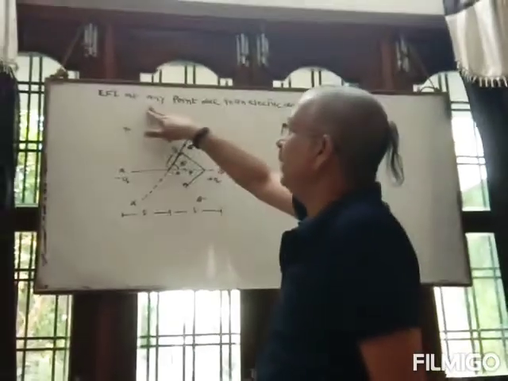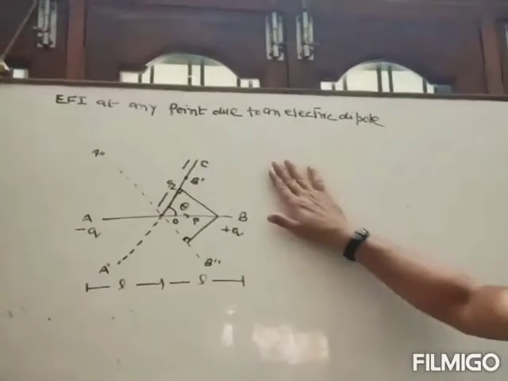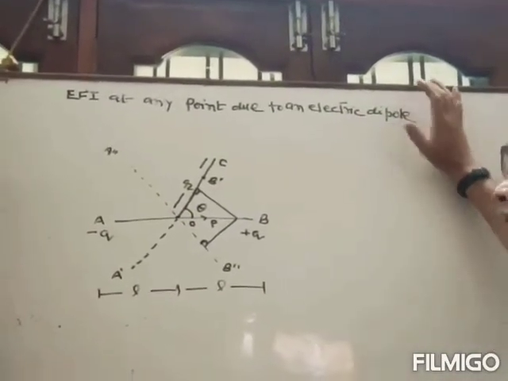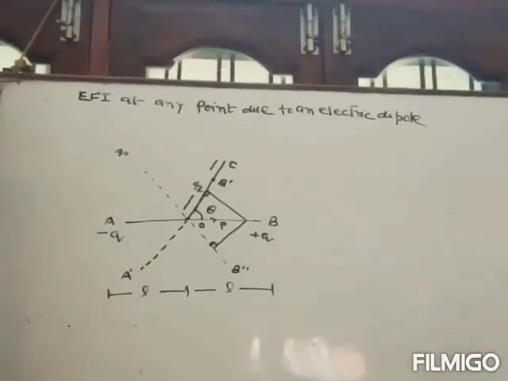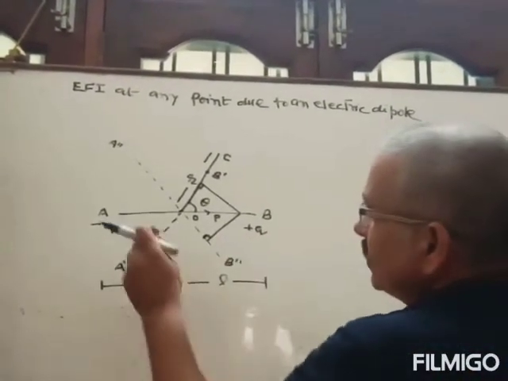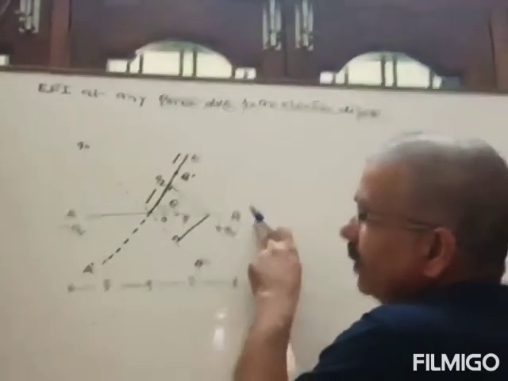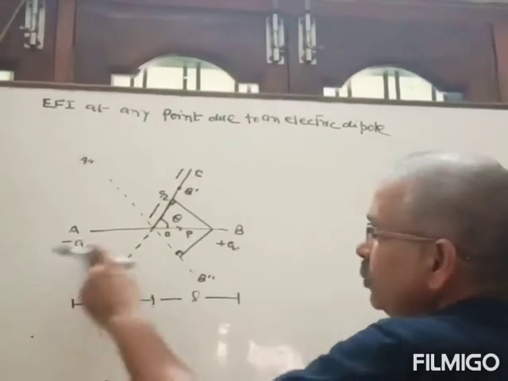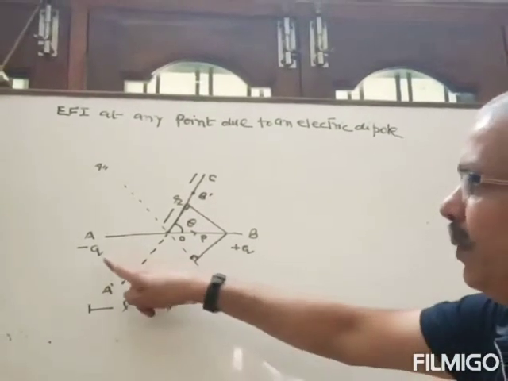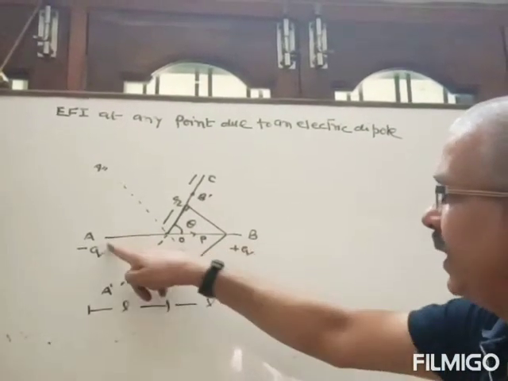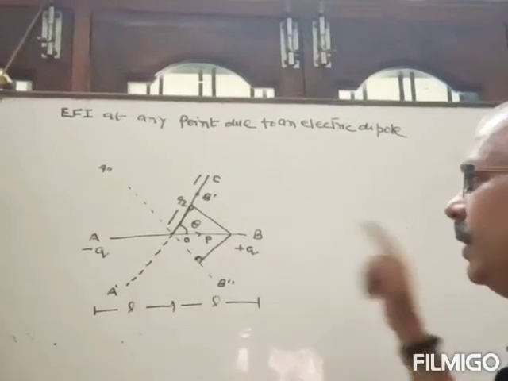Note the electric field intensity at any point due to our electric dipole. This is a universal case. With the help of this case, we can derive the end-on position as well as the broadside position. So again, suppose AB is an electric dipole where at point A, charge minus Q and at point B, charge plus Q is kept. So the direction of dipole moment P is from A to B, from negative to positive.